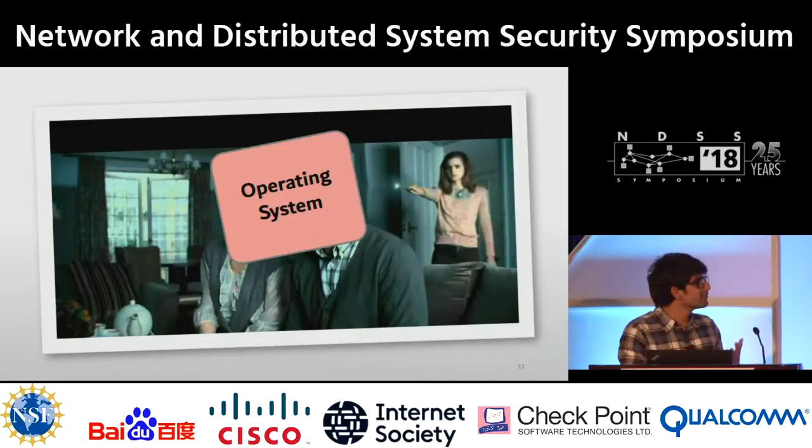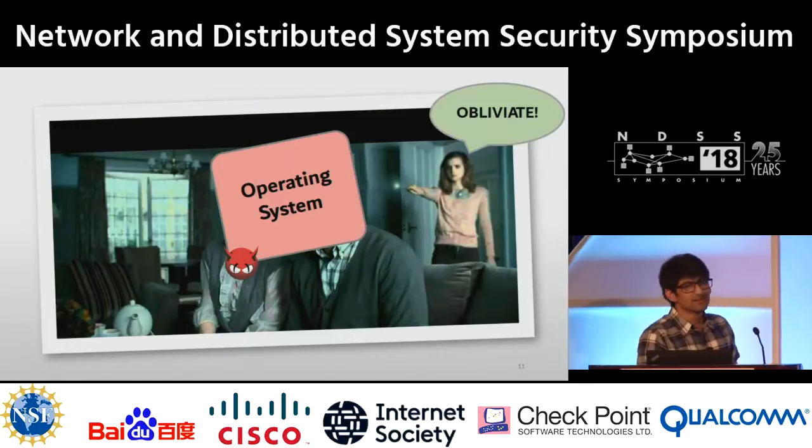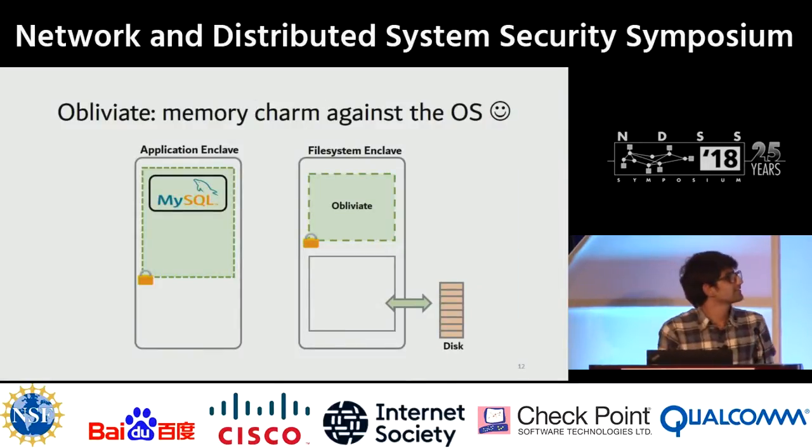In a very similar sense, for us, the cloud provider is technically Lord Voldemort. The operating system is technically our parents. And Hermione is technically us. We want to obliviate the operating system so that the operating system cannot leak the information to the attacker, which is the cloud provider. So this is the basis of why this is called Obliviate. Obliviate is a memory charm against the operating system.